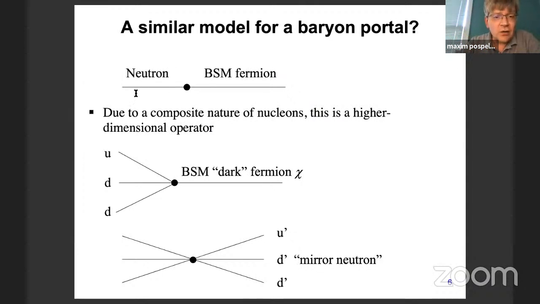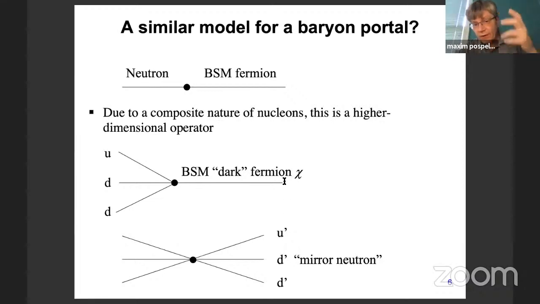neutrons. So imagine that you have a neutron state and you want to go through some sort of term in the Lagrangian into the new state, which I call a dark fermion, quite generically. Of course, due to the composite nature of the nucleon, this is a high dimensional operator because you would have to join 3 quarks to get to this fermion chi.